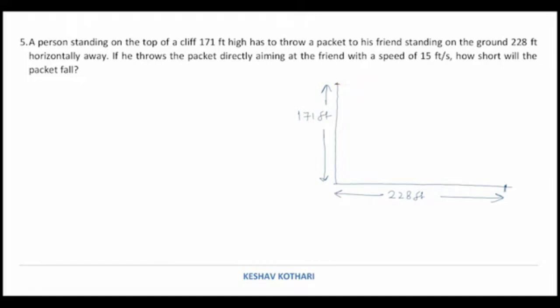Now the question is saying that the particle is aimed directly at his friend. So I am drawing a line joining him and his friend. So this is the aim angle which he is using. So he projected the particle with 15 feet per second directly aiming at his friend. So we are considering this angle as theta. So eventually we will get this as theta.